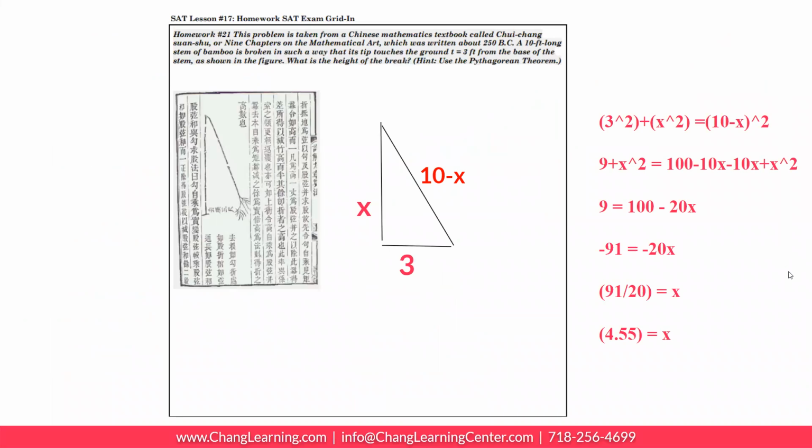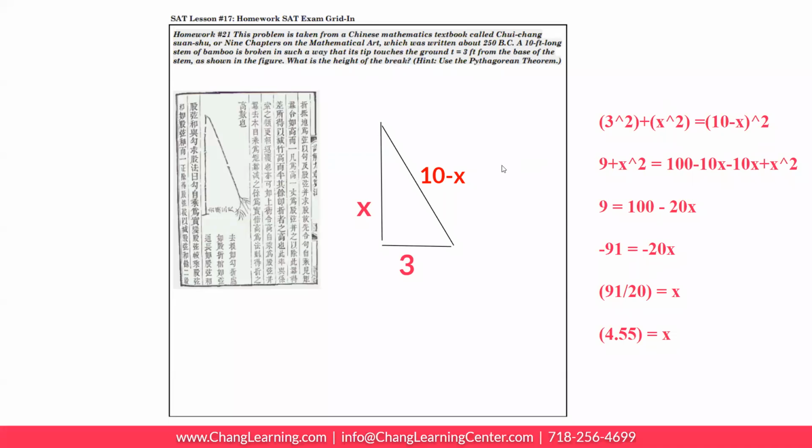This next question from the Cheng Learning Lesson is taken from a famous, possibly the earliest textbook on mathematics from China of 250 BC. And it was from the Encyclopedia of Math called 9 Chapters on the Mathematical Art from China. And here the problem is a 10-foot long stem of bamboo is broken in such a way that the tip touches the ground 3 feet from the base of the stem as shown in the figure. What is the height of the break?